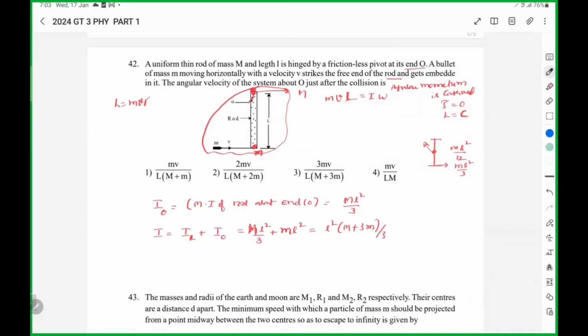Here what we have to calculate is the angular velocity after collision. So mvL equals I omega, which is L square (M plus 3m) by 3 times omega. L gets cancelled. Omega is 3mv by L into (M plus 3m).